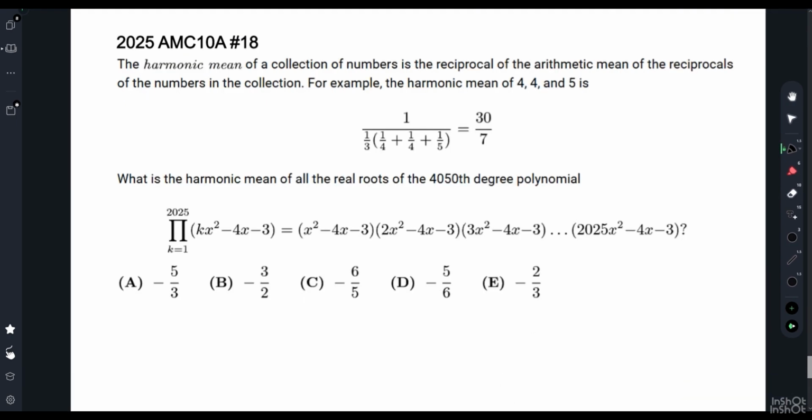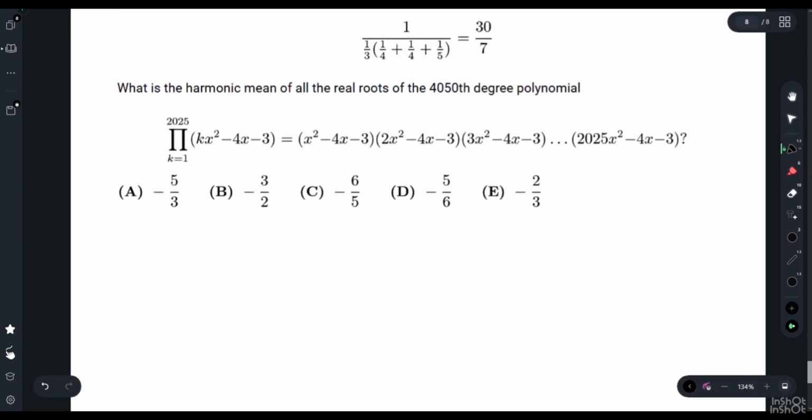Hello guys, so we go to the 2025 AMC10A Problem 18. The harmonic mean of a collection of numbers is the reciprocal of the arithmetic mean of the reciprocals of the numbers in the collection. For example, the harmonic mean of 4, 4, and 5 is 30 over 7. So what's the harmonic mean of all the real roots of this 4,050th degree polynomial?